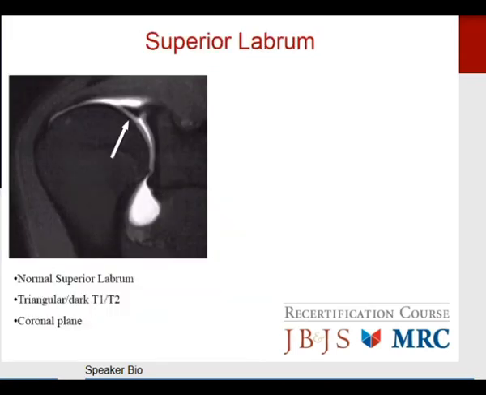The superior labrum, like the anterior and posterior, is again composed of fiber cartilage. It's low signal on all pulse sequences, and it's this triangular structure that extends off the superior aspect of the osseous glenoid. You can see the adjacent intermediate signal hyaline cartilage and fluid within the joint outlining the superior labrum.